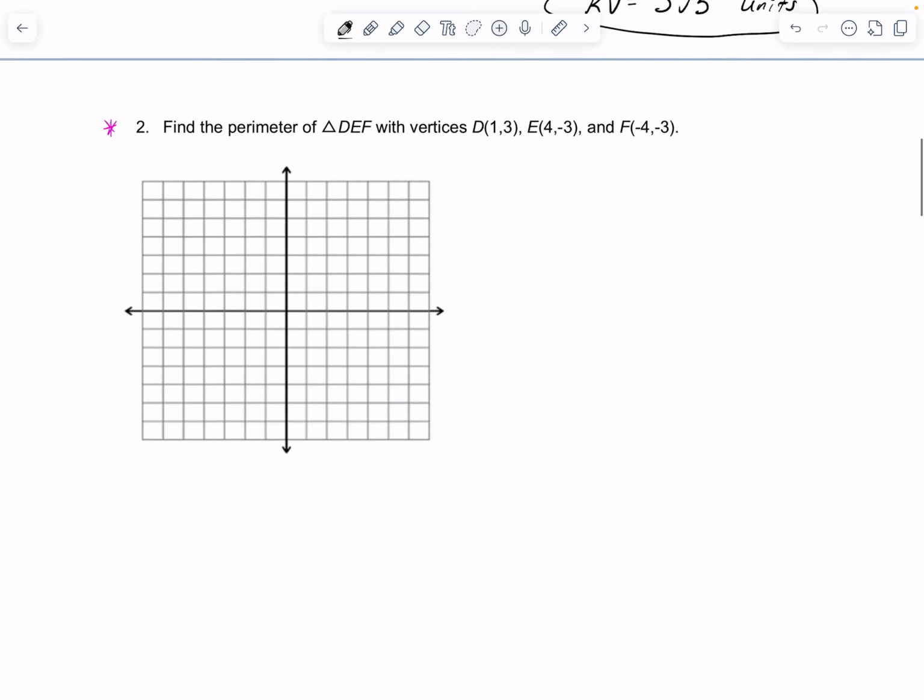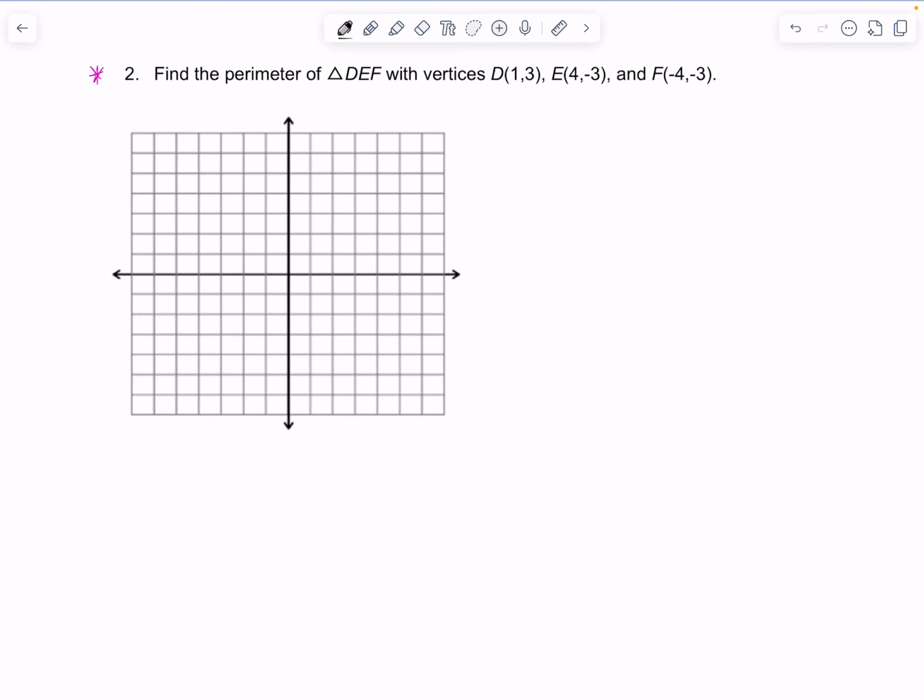Number 2 says to find the perimeter of this triangle DEF. All right, it gives us the vertices. So I'm going to first go ahead and sketch triangle DEF. So we have D at 1, 3. Go ahead and label it when you sketch it. E is 4, -3. So that's point E. And then finally we have F, which is -4, -3.